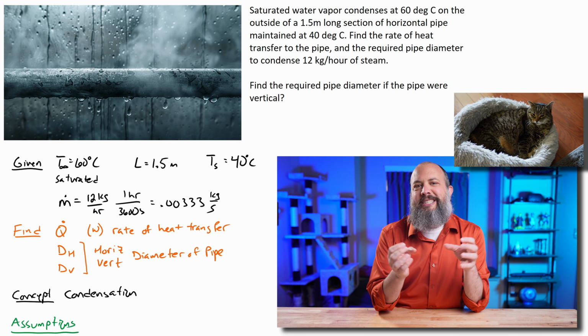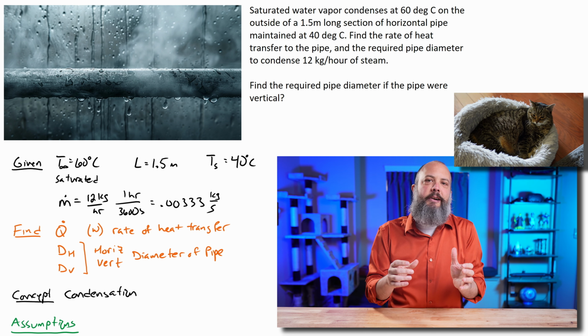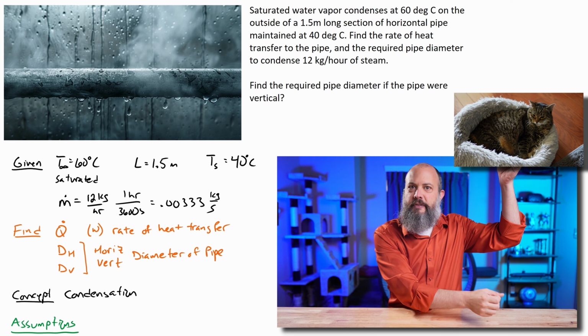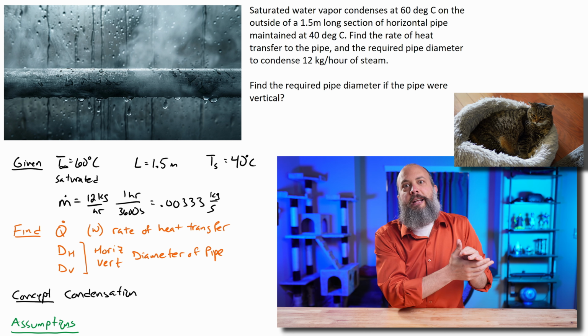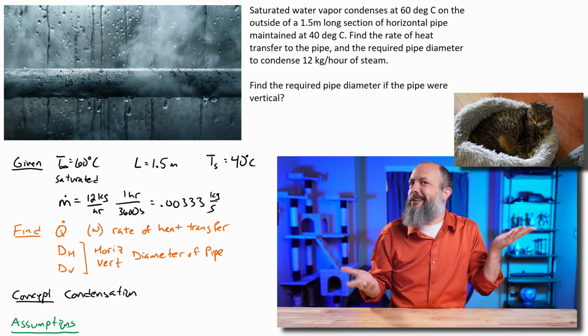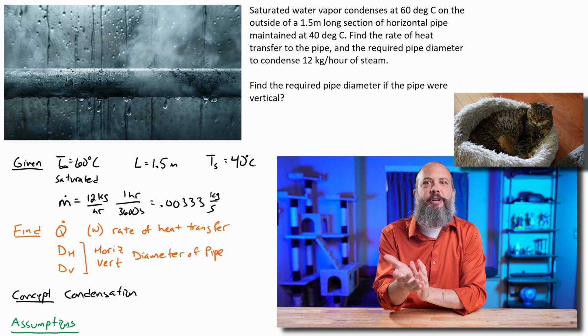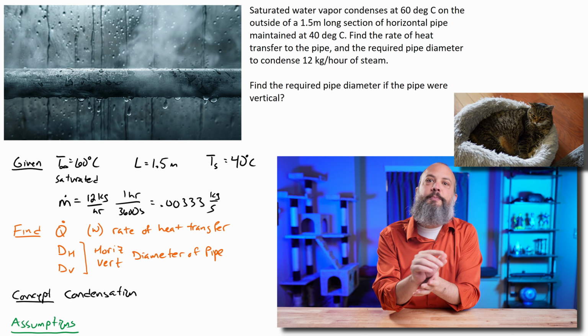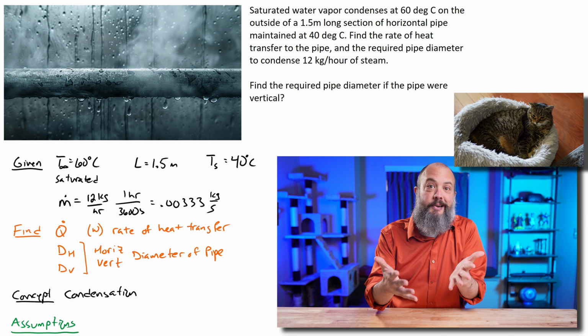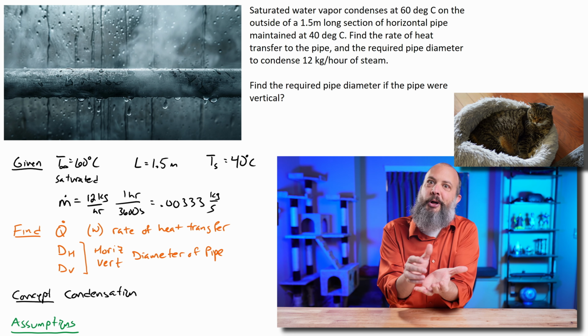and then what diameter of pipe is going to be required if the pipe is horizontal versus if the pipe is vertical, because we want to see which of those actually does better. And we'll know which one is better by the smaller diameter. Smaller diameter means less surface area and cheaper because it's smaller.